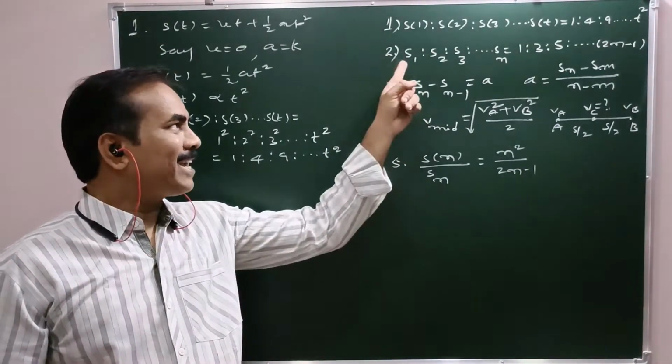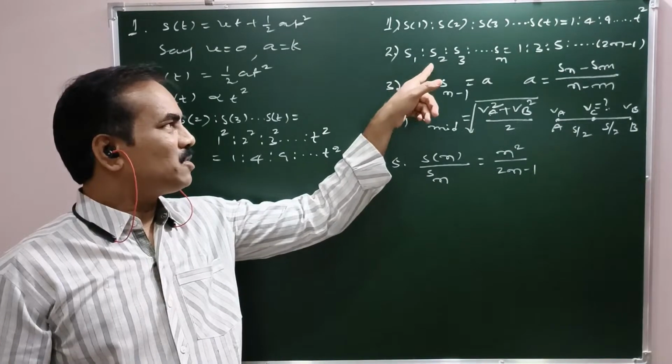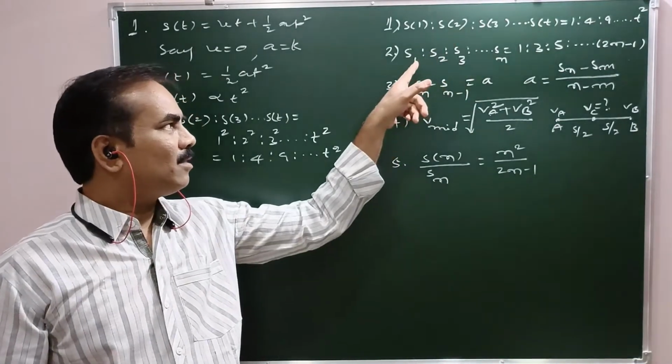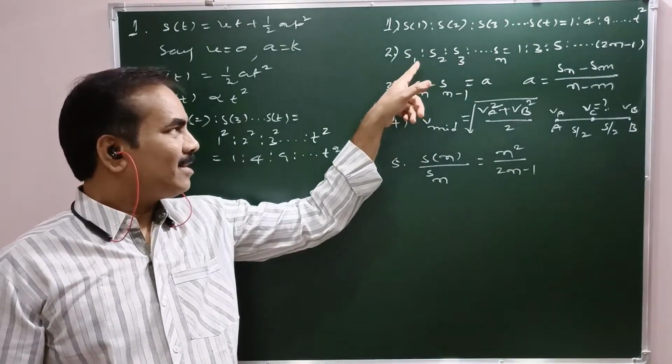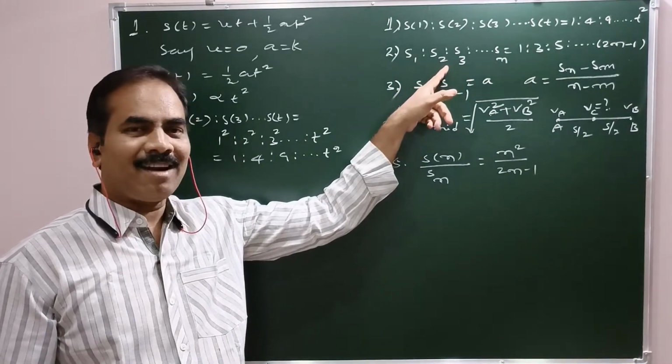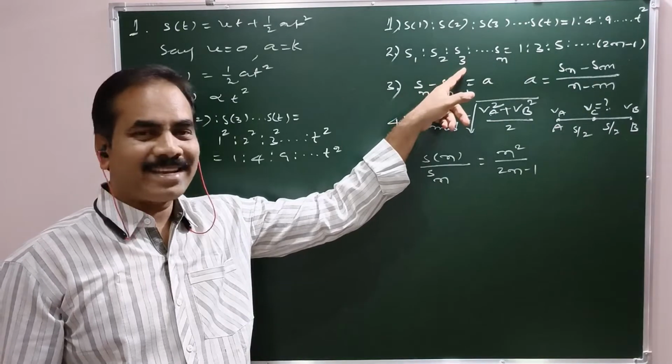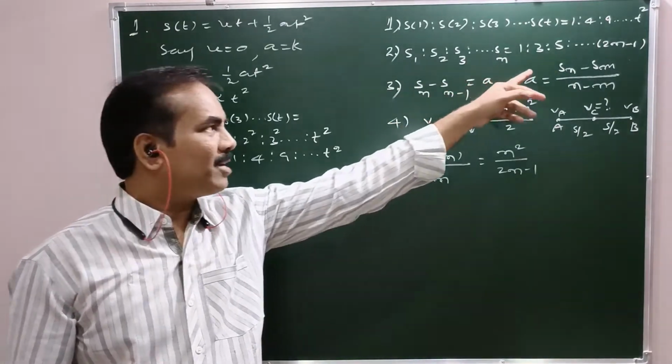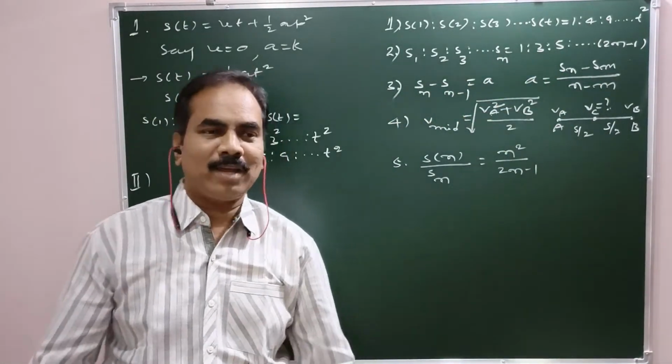Now coming to the second result, that is S1 is to S2 is to up to so on. It means the ratio of distances covered in successive seconds, especially in the first second, in the second second, not from 0 to 2 seconds, in the third second, not from 0 to 3 seconds. So it is given by 1 is to 3 is to 5 is to up to 2n minus 1.